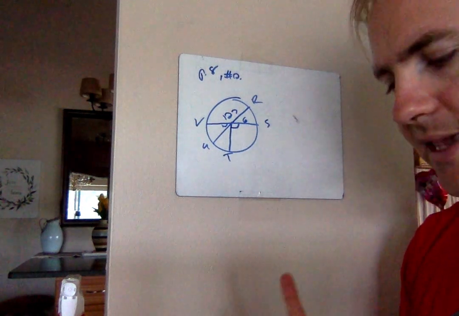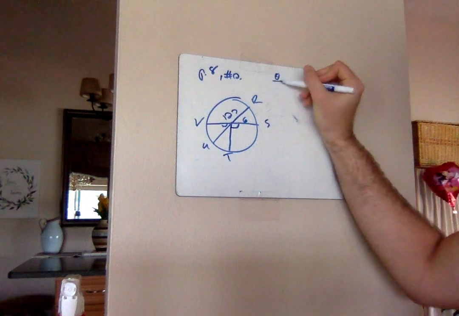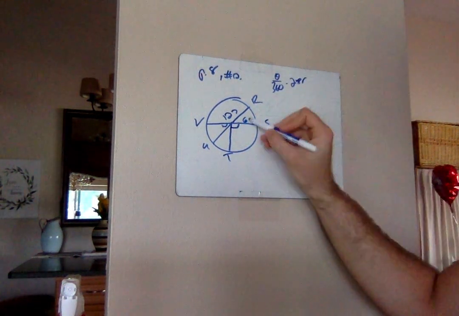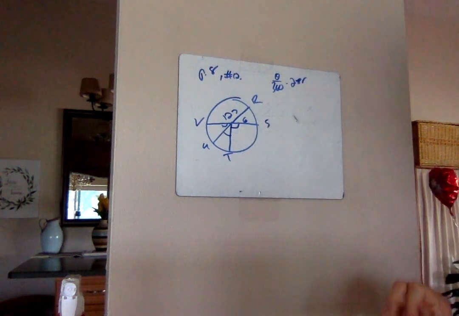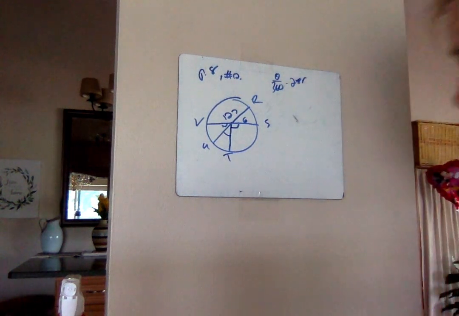Now we got to be a little bit careful here, right? In order to find arc length, take a look at the formula. Theta over 360 times 2 pi r. I know the radius, which is 6. But I need to know this angle right here, which I don't yet have. So we're going to have to do a bit of back solving, okay?